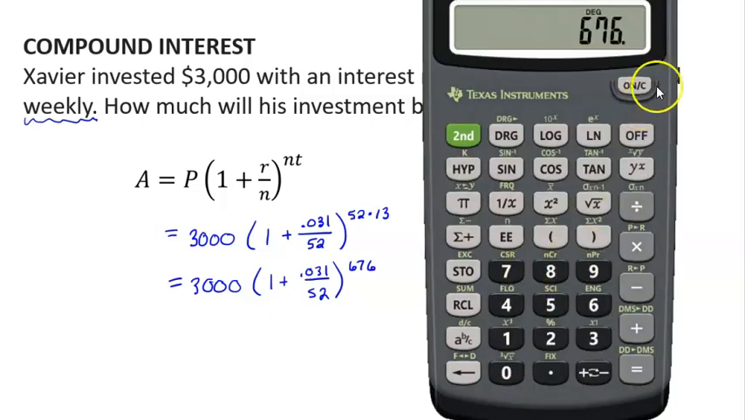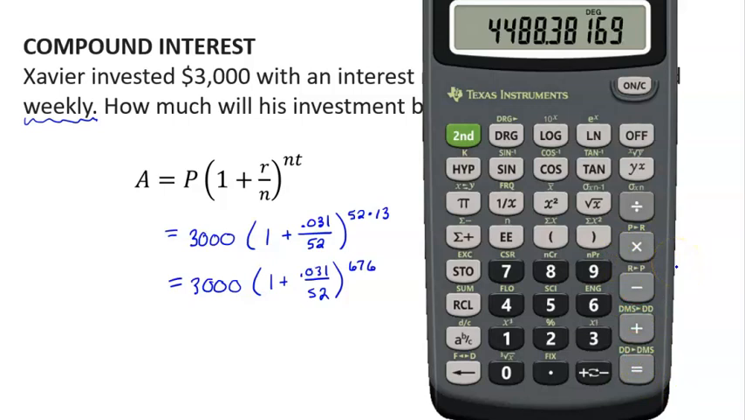And so let's go ahead and put this whole thing into our calculator. And so we've got 3,000 times, open parentheses, 1 plus 0.031 divided by 52, close parentheses, y to the x 676. And now from here, that's a little bit easier to kind of round and go off of.